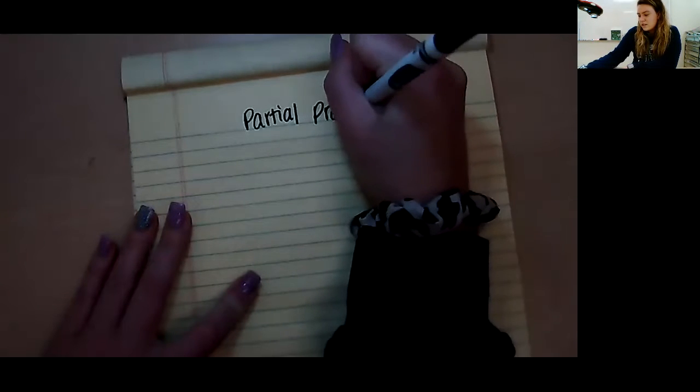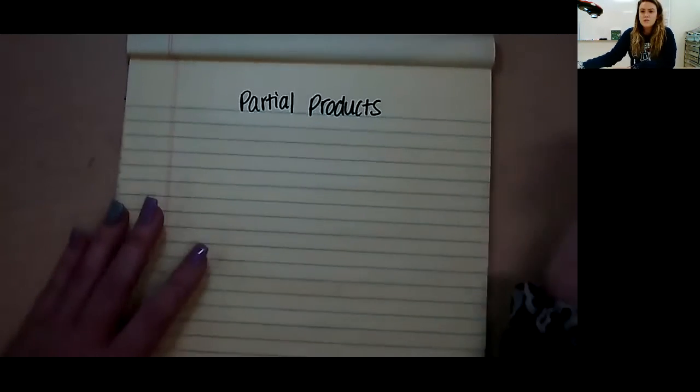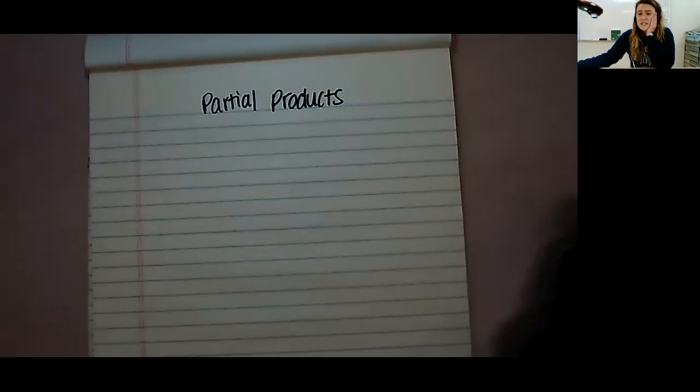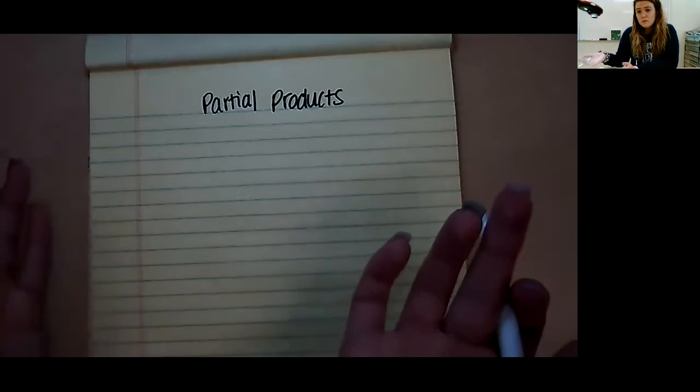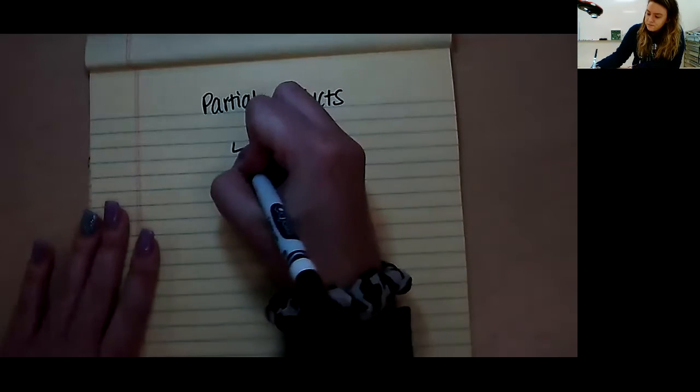And partial products is very similar to the area model. The main difference is that you're not using a box. That's pretty much the major thing that I see between the two. The box does help some students though, so it just depends on your student.